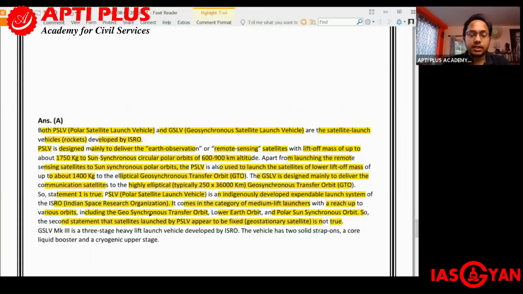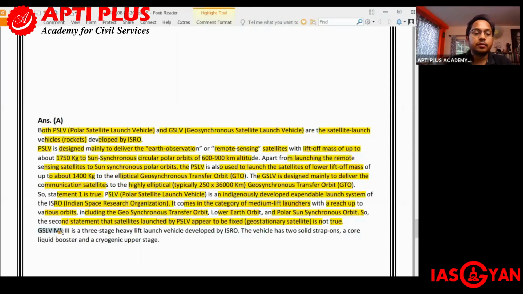Next, the second statement. PSLV, or the Polar Satellite Launch Vehicle, is an indigenously developed expendable launch system of ISRO. It comes in the category of medium lift launchers with a reach up to various orbits. So where can it reach? It will reach up to the geosynchronous transfer orbit or GTO, lower Earth orbit or LEO, and polar sun synchronous orbit as well. So the second statement, that satellites launched by PSLVs appear to be fixed, that is, they are geostationary satellites, is not correct, because they can be sent all the way up to geosynchronous transfer orbit, or the lower Earth orbit, or even the polar sun synchronous orbit.